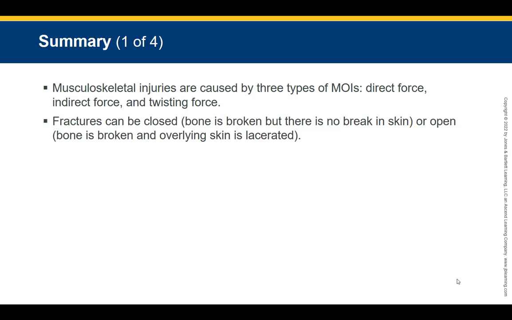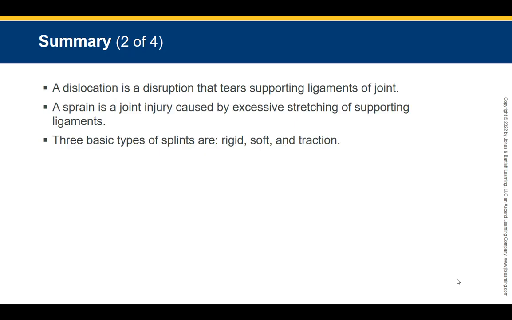I can have broken bones that are closed, where there's no skin that's broken open, or I have open, where the bone is sticking out. We have dislocations, which are tearing of the supporting ligaments of a joint. Lots of pain, and we go on from there. Sprains are excessive stretching of the supporting ligaments. Again, not necessarily dislocation, but definitely damage and pain.